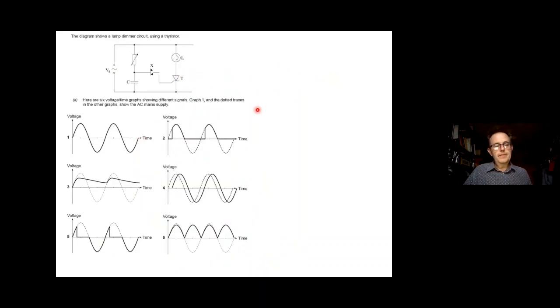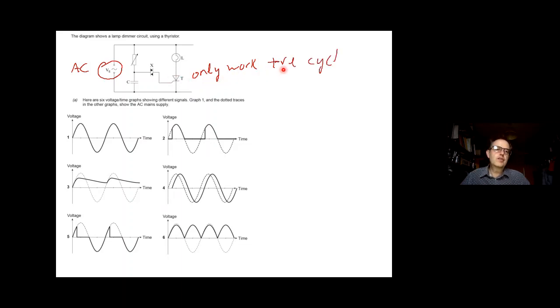Okay, we're now playing around with AC with thyristors. Now, a thyristor on its own, a normal one, will only work on the positive cycle of AC, right? Because the negative will turn the cathode positive compared to the anode, and so it'll turn it off. Okay, so remember that in a minute.